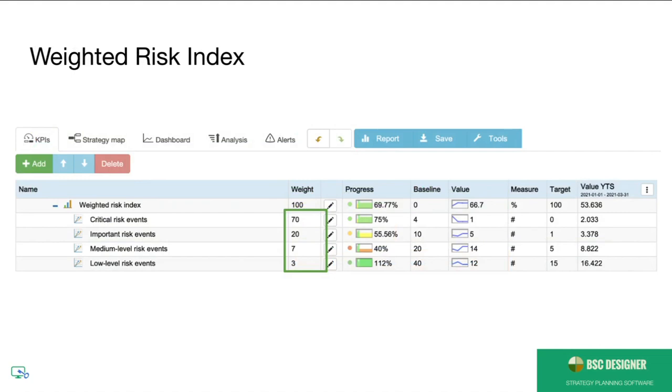What is a weighted risk index? This indicator quantifies the current risk level that the organization is dealing with. To do this, we categorize the data breaches by their impact level, from critical risk events with a weight of 70% to low-level risk events with a weight of 3%. This approach addresses the problem of possible manipulation of the measurement system, when the indicator is moved to the green zone by solving less significant issues instead of solving real problems.